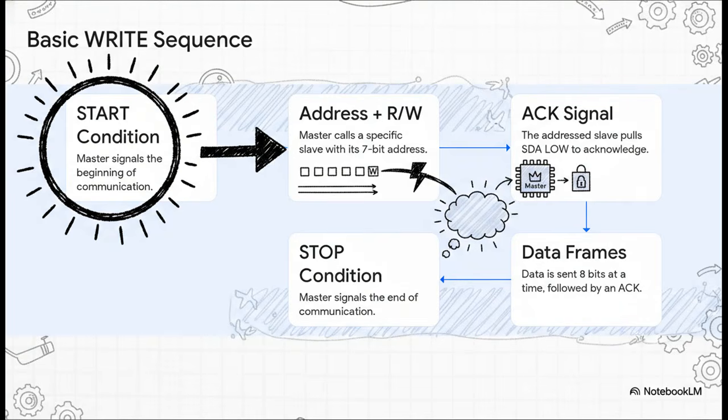So let's walk through the most common scenario. A master wants to send some information to a slave. First, the master creates what's called a start condition. This is its way of grabbing the bus and saying, "Okay, everyone, I'm about to talk." Then it broadcasts the unique 7-bit address of the slave it wants to talk to, plus 1 extra bit that says, "Hey, I'm about to write data to you."